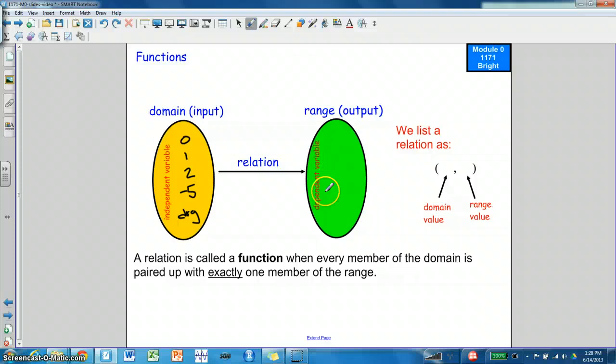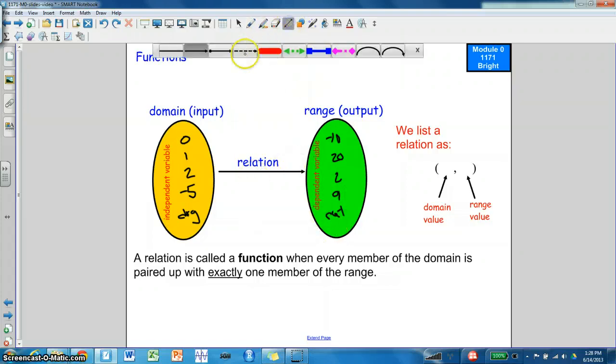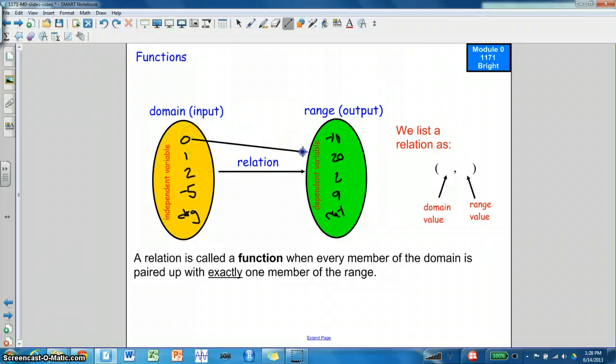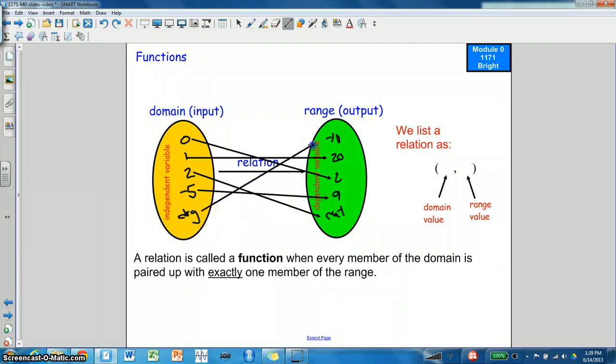And those outputs, or dependent variables, the set of all those constitute what we call the range. So we could get something out, say -10, 20, +2, 9, and then we could have a cat. Okay, so for example, under this relation, we can define it however we want right now. 0 could go to 2, and 1 could go to 20, 2 could go to a cat, 5 could go to 9, and then the dog becomes a -10 somehow.